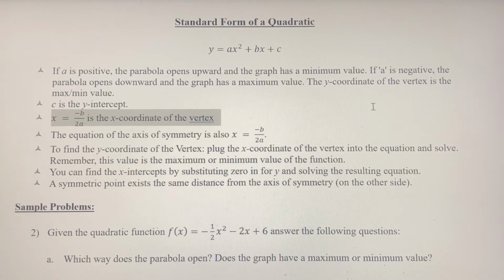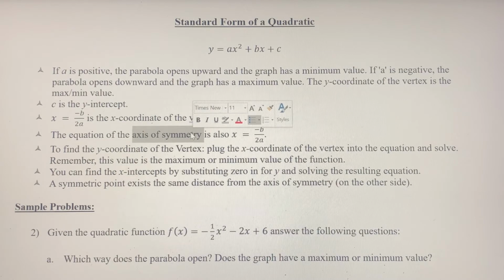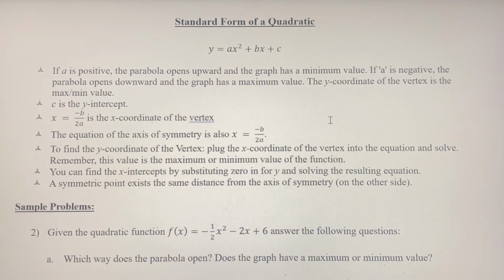So the x-coordinate of the vertex is always going to be the opposite of b over 2a. As before, once you have the x-coordinate of the vertex, you have the axis of symmetry. It's going to be x equals negative b over 2a as well. Well, here's where the work comes in. To find the y-coordinate of the vertex, you're actually going to have to plug the x value that you got for the vertex into the equation and solve. So there's a little bit of work there.